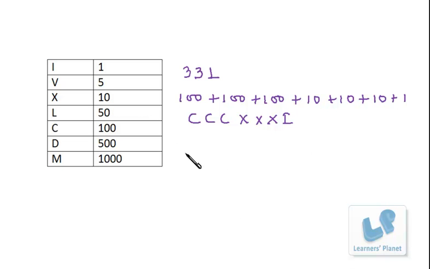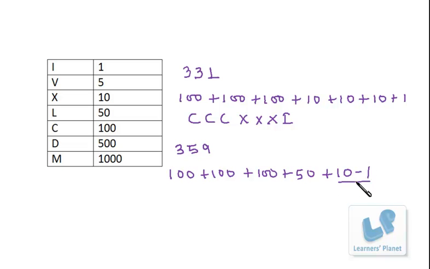Now let's try to write 359. Now what? It's 100 plus 100 plus 100 plus 50. And how do we write 9? It's 10 minus 1. Just put an underline over there. Now 100 is what? C. Further C, C. What 50 is? It's L. And if I have to write 10 minus 1, what I'll do is I'll put I before X. So it's I, X. So this is what? 359. Clear?